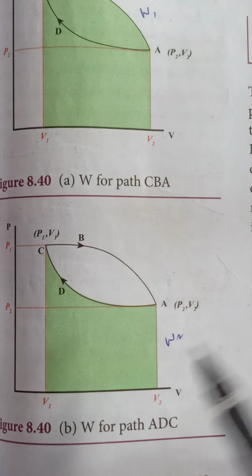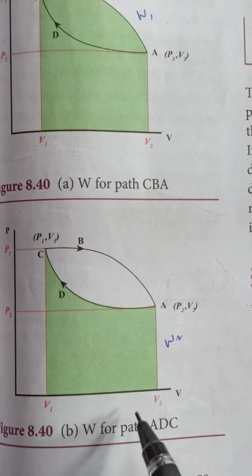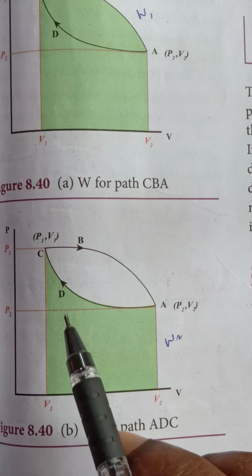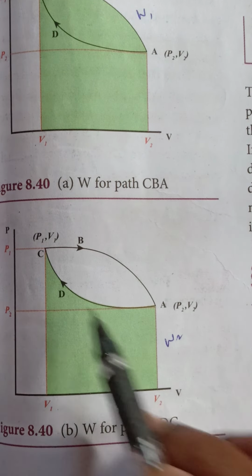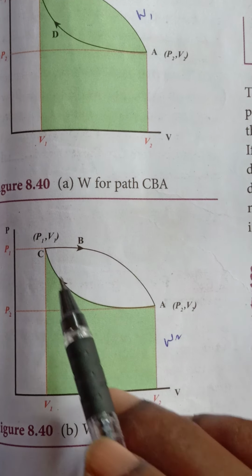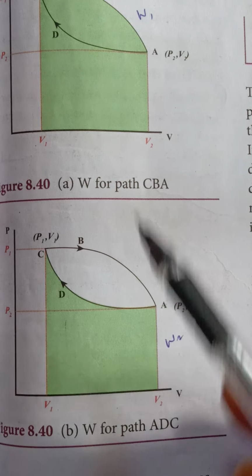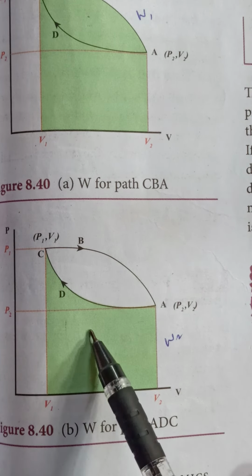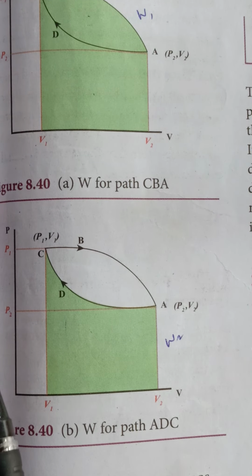Next, during compression, the pressure will be increased and the volume will be decreased. We note the work done on the path A, D, C. Here is the initial state, here is the final. During compression, the work done is taken below the CDA path. This is for expansion, work done by the gas. For compression, work done on the gas. So they are different.